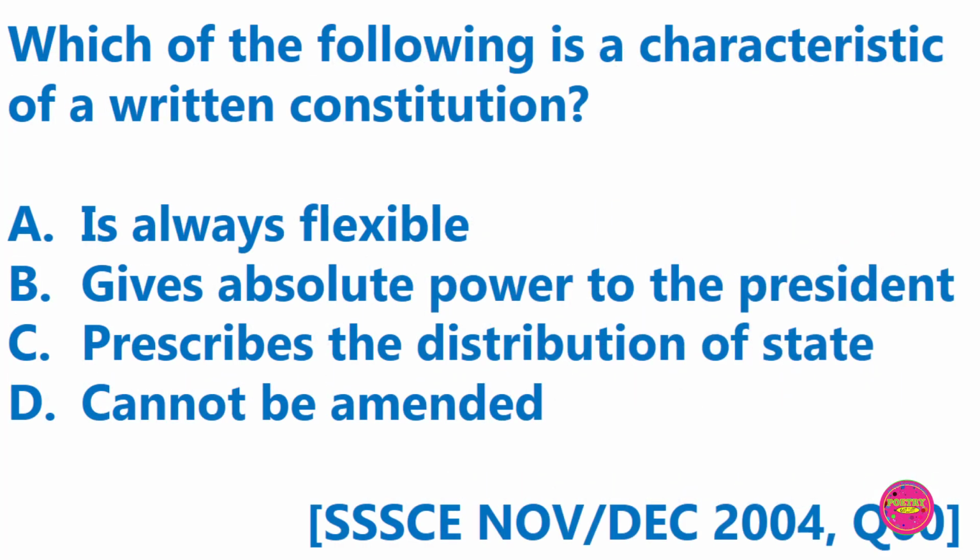Which of the following is a characteristic of a written constitution? A. Is always flexible. B. Gives absolute power to the president. C. Prescribes the distribution of states. D. Cannot be amended. The correct answer to this question is C. Prescribes the distribution of a state.